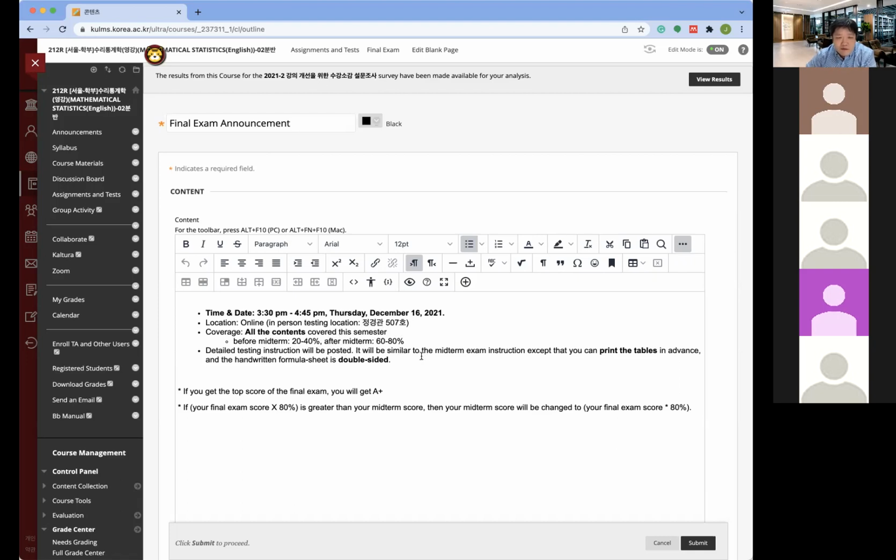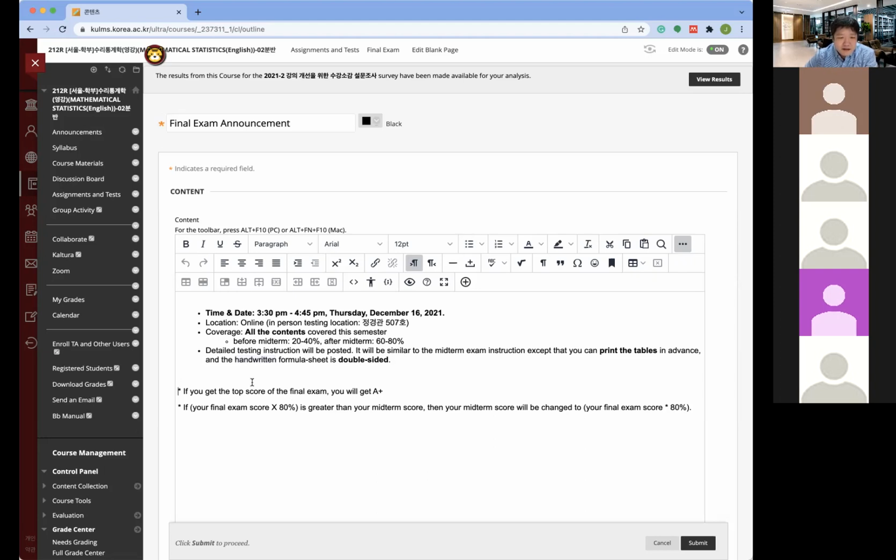And before starting the exam, I think you can print the tables, so you can prepare them before starting the exam. Another difference is the handwritten formula sheet. In the midterm, you had one-sided, and now you can have double-sided. So you can use this double-sided paper.